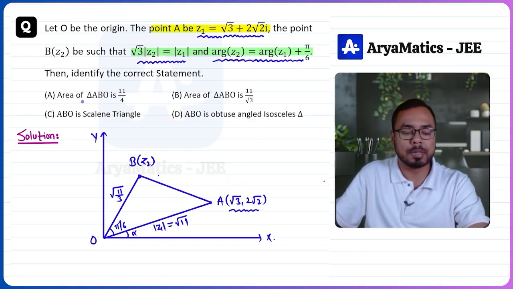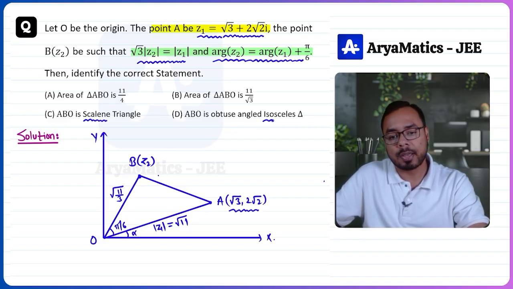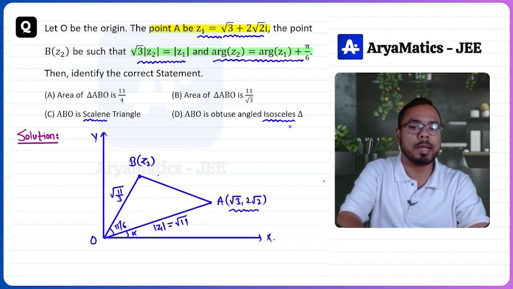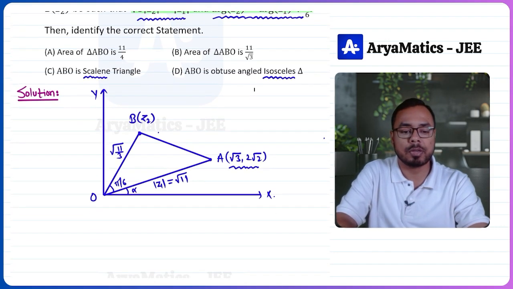Now there are two problems in this. One, we need to find the area of the triangle, and the other one, when two sides are root 11 and root 11 by root 3, we need to find the third side, and then we need to check whether it is a scalene triangle or an isosceles triangle. Right. So first let us calculate the area and see whether any option is matching or not.